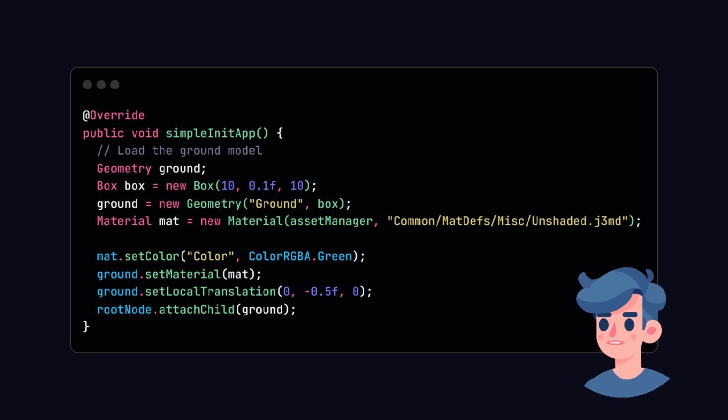In our simple init app method, we will load our game assets, like our pet models and the environment. We will use JMonkey Engine's Asset Manager to do this. Next, we'll create a basic scene and apply a ground to it.